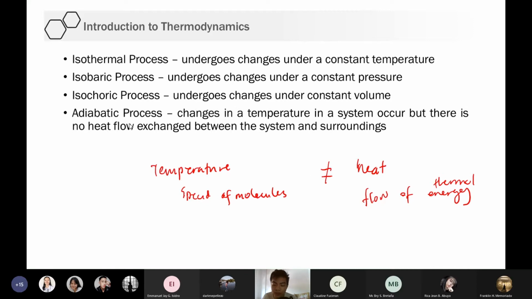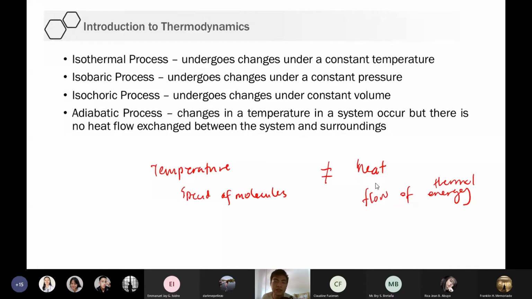Although this is medyo complicated na. This is too complicated to be done in normal conditions. You really have to have special equipment to do adiabatic processes. No? So again, take note of this. Temperature is not equal to heat. No? Related sila, yes, pero hindi sila equal.